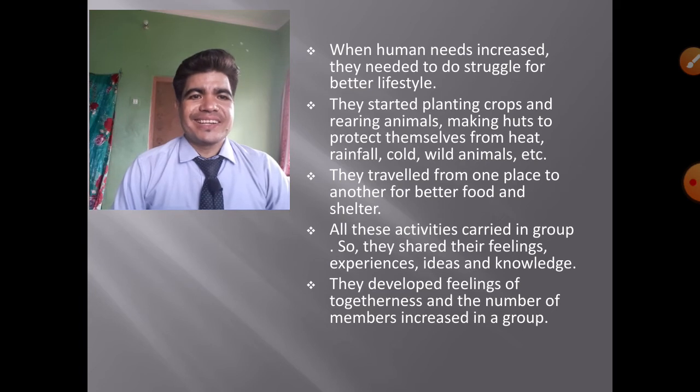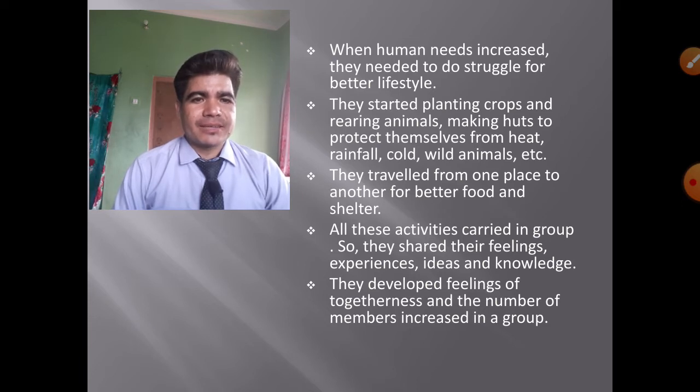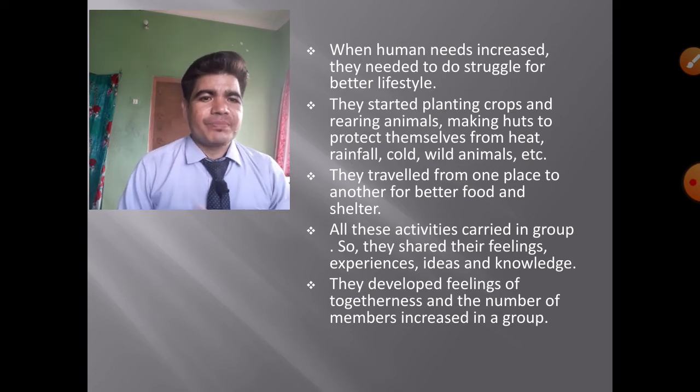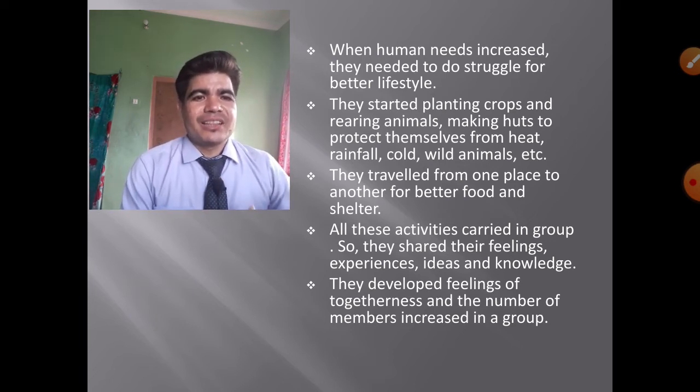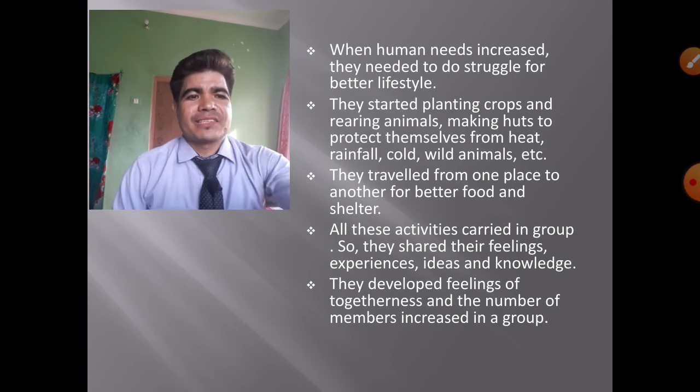When human needs increased, they had to struggle for a better lifestyle. They started planting crops and rearing animals, making herds, to protect themselves from heat, rainfall, cold, wild animals, etc. They traveled from one place to another for better food and shelter. All these activities were carried out in groups, so they shared their feelings, experiences, ideas, and knowledge. They developed feelings of togetherness. The number of members increased in a group. In this way, society was formed.